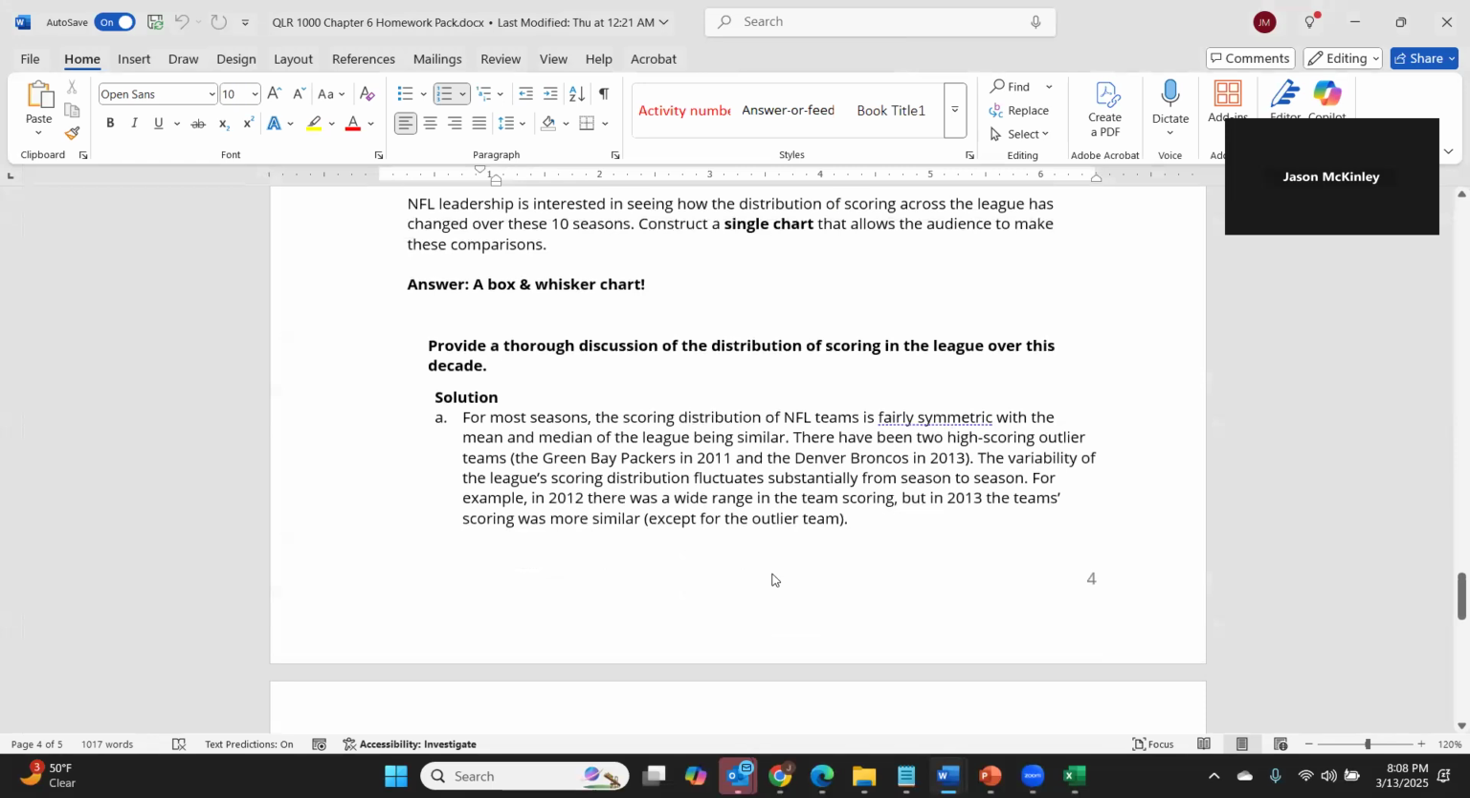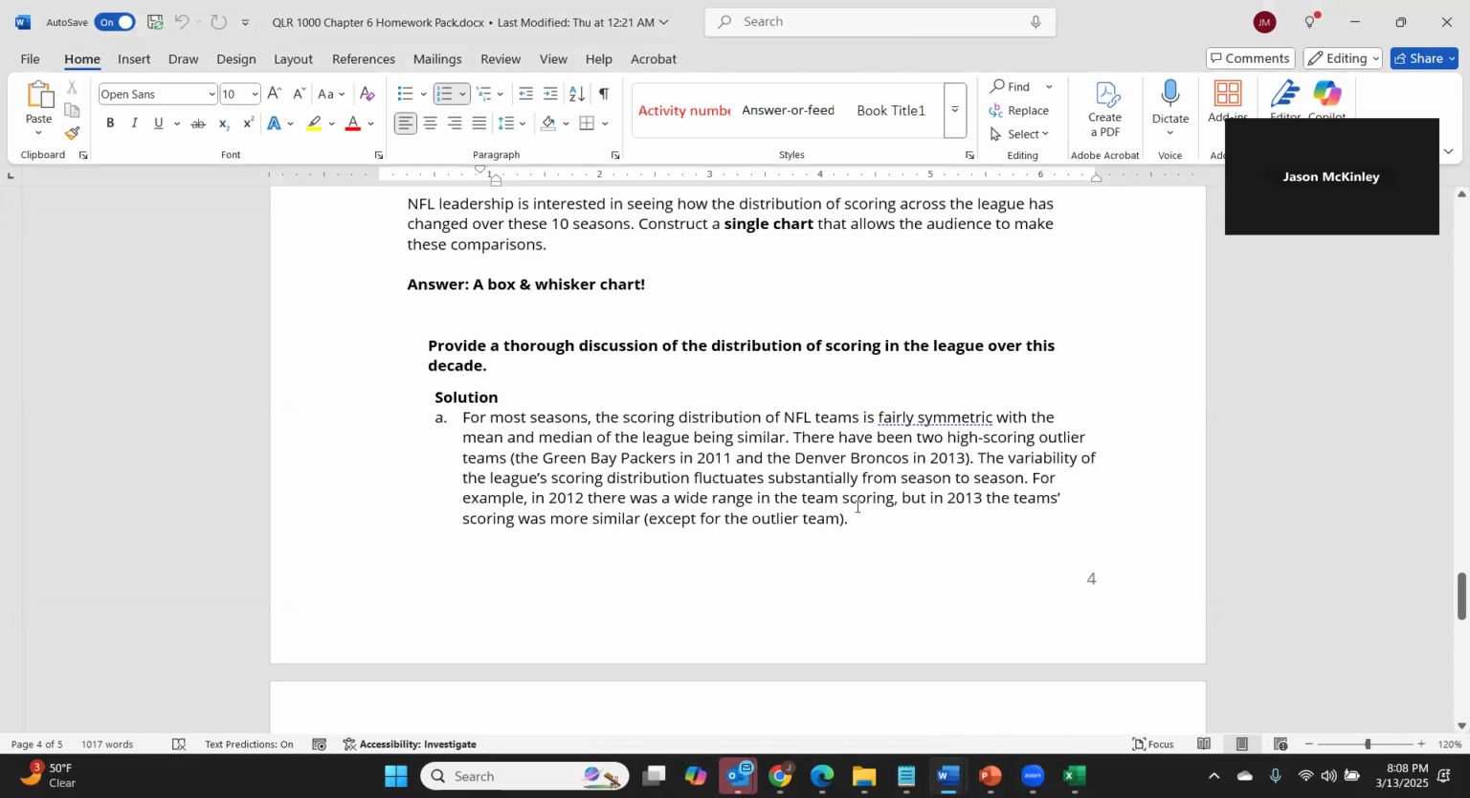So if we were going to describe this, I would say most seasons the scoring distribution of NFL teams is fairly symmetric, very similar, with the mean and median. And then there have been two high scoring outlier teams, the Green Bay Packers in 2011 and the Denver Broncos in 2013. And the variability of the total scores from high to low for each year fluctuates substantially. And so you can read the rest there.